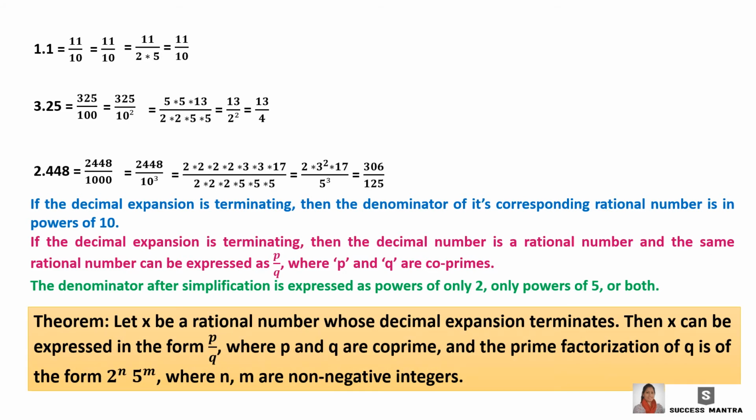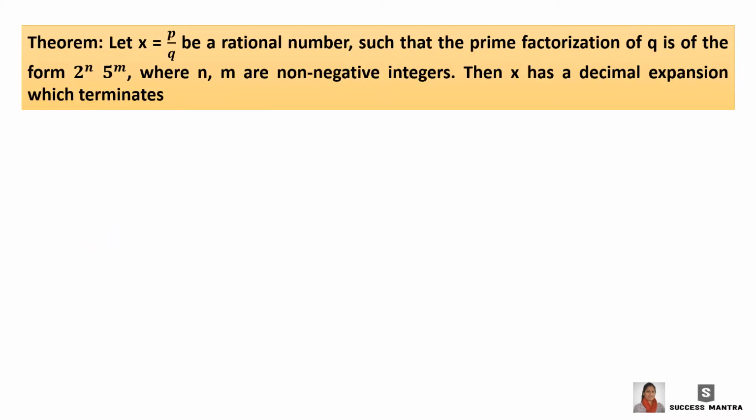This led to the development of a theorem, that is, let x be a rational number whose decimal expansion terminates, then x can be expressed in the form of p by q, where p and q are co-primes and the prime factorization of q is of the form 2 raised to n, 5 raised to m, where n and m are non-negative integers. There is also one more theorem, that is, let x is equal to p by q be a rational number such that prime factorization of q is of the form 2 raised to n, 5 raised to m, where n and m are non-negative integers, then x has a decimal expansion which terminates. This is just the reverse of what we have proved before.